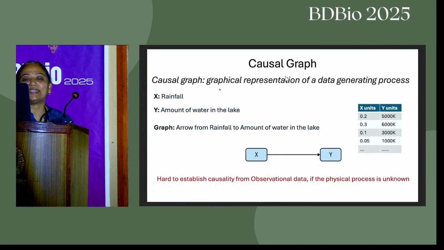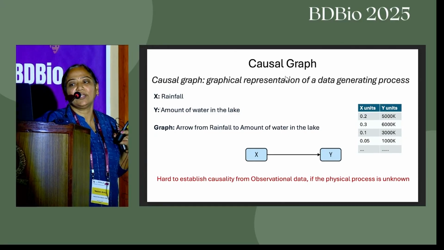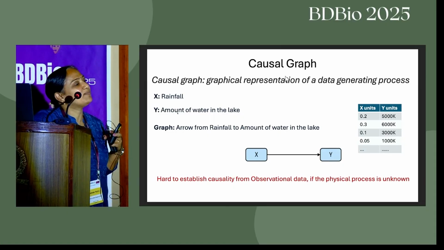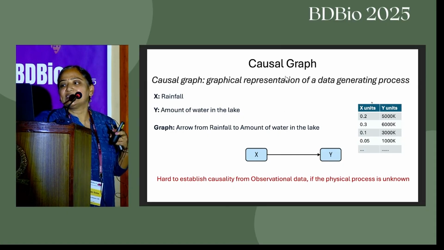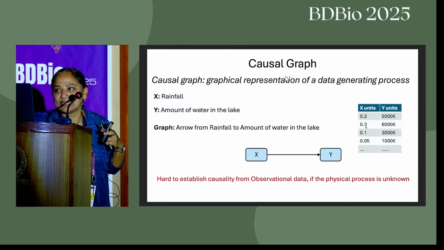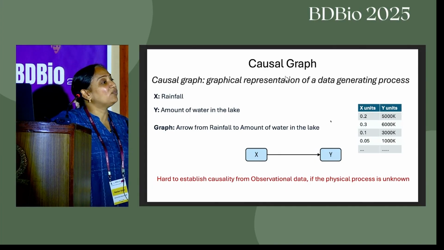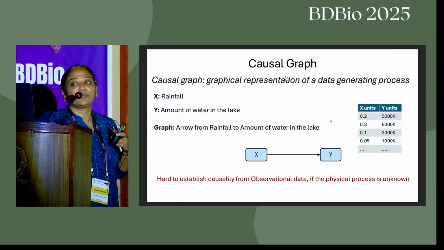As a simple example, let's look at X indicating the amount of rainfall, and Y indicating the amount of water in a lake. Let's say we have this table. We can clearly see as X is increasing, Y is increasing, X decreases, Y decreases. So what is the goal? I want to arrive at the data generating process.